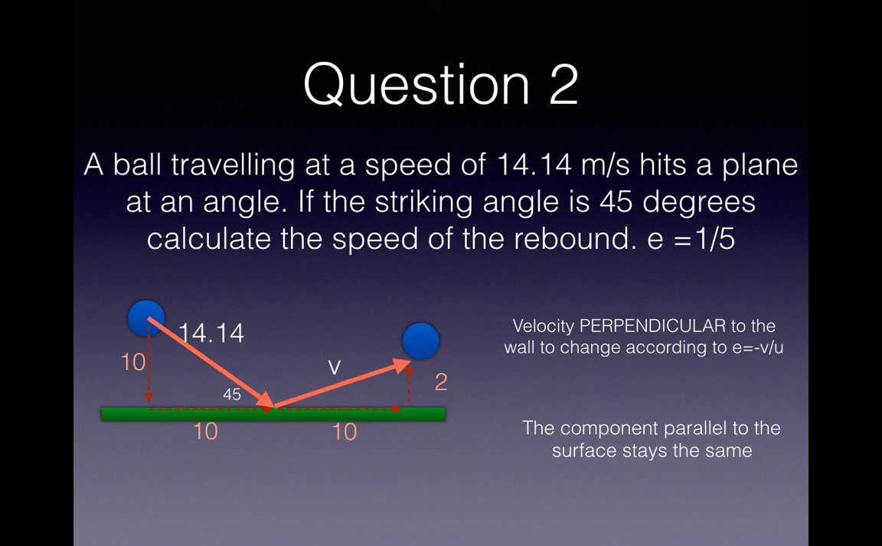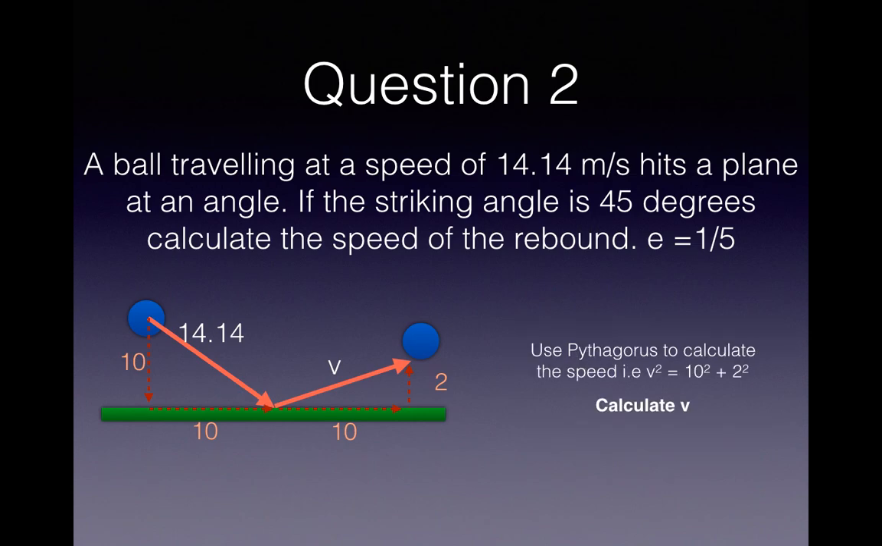And then the component perpendicular to the plane, we need to use E is equal to minus V over U to calculate that. Basically, it's going to be a fifth of the 10, and as a result we get 2 upwards. And then to get the speed of rebound, we use Pythagoras to calculate the V value, and V will be equal to the square root of 10 squared plus 2 squared.